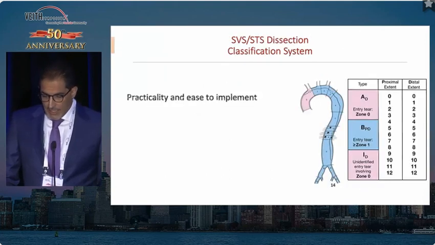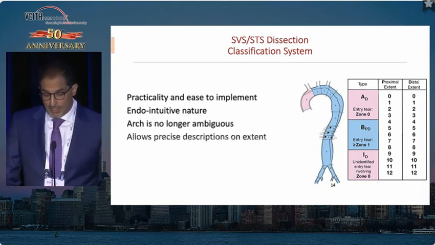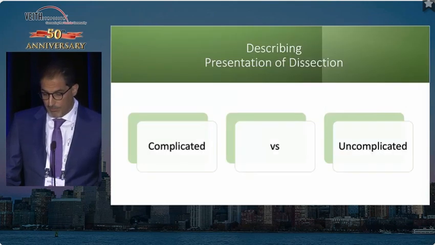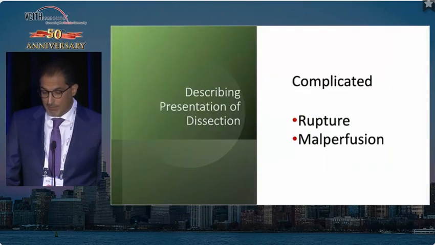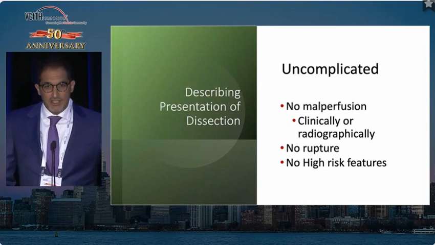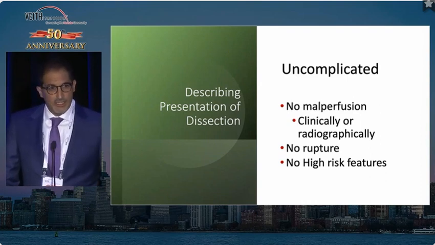So all in all, I think its practicality and ease to implement is endo-intuitive in nature. Arch is no longer ambiguous, and it allows precise descriptions on the extent, remaining true to the origin and nature of the dissection's origin. Now, with respect to presentation of dissection, complicated versus uncomplicated, we looked at complicated as rupture and malperfusion only in the most serious and most dire circumstances, and uncomplicated is on the other end of that spectrum. No malperfusion, both clinically and radiographically, no rupture, no high-risk features.